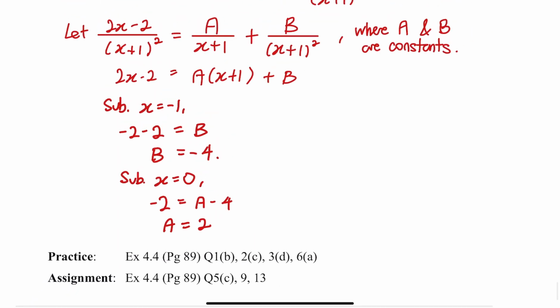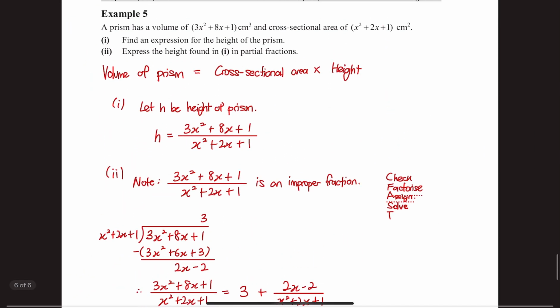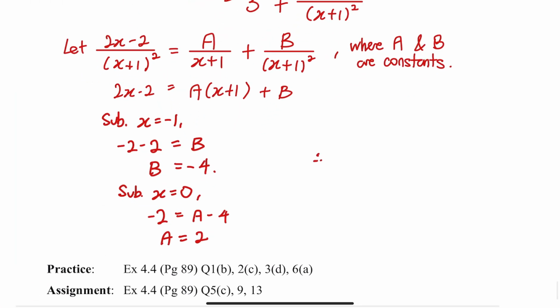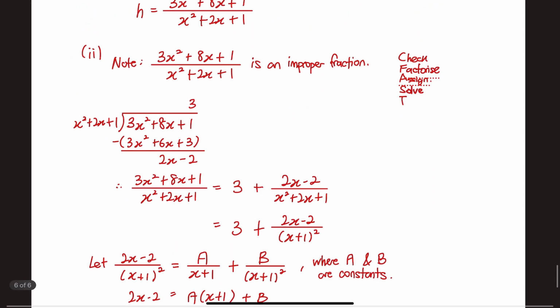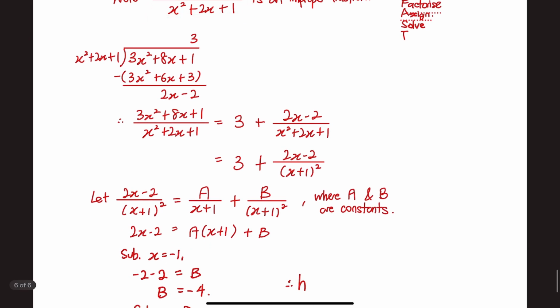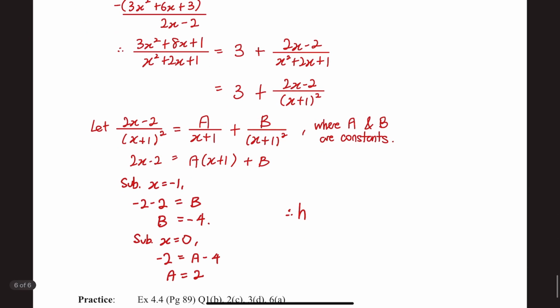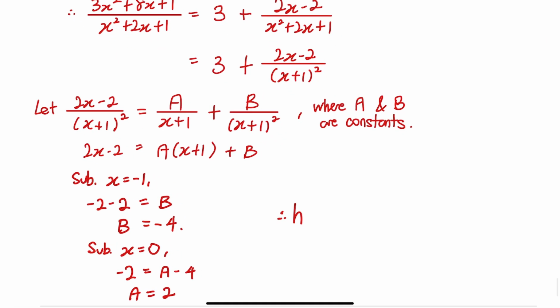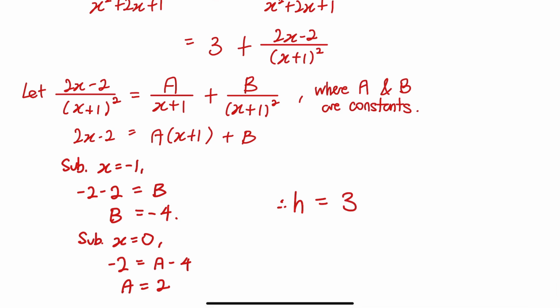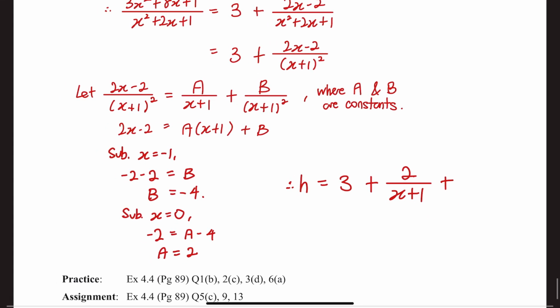Therefore, the final answer to this question, expressing the height in partial fractions: the height h, which is given by this expression over here, will be broken down into this, and this fraction can be broken down into this part here, whereby I found the values of A and B. So the final answer is simply equal to 3 plus 2 over x plus 1, plus B is negative 4, so this will be minus 4 over x plus 1 the whole thing squared.